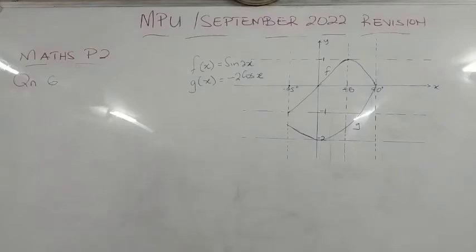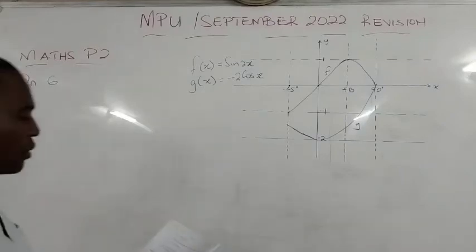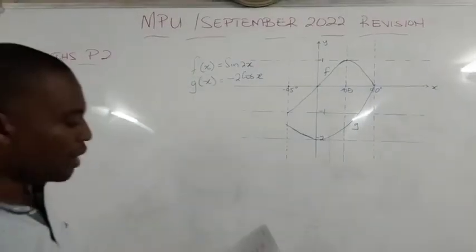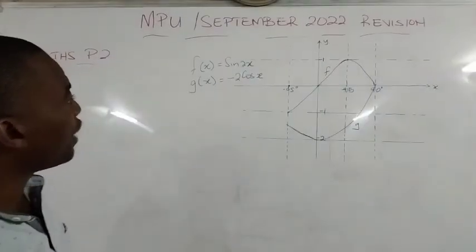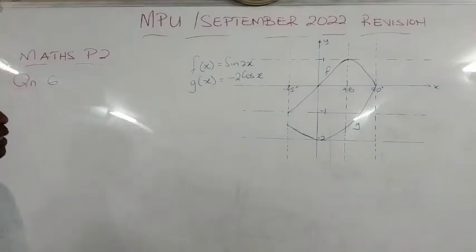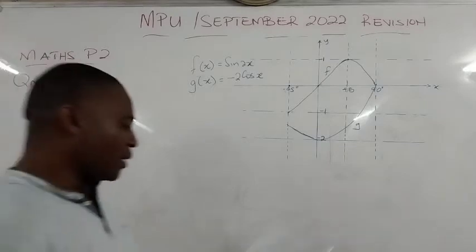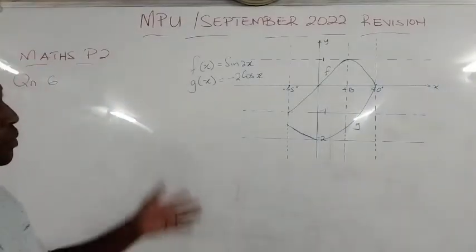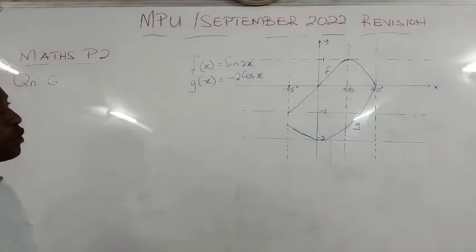Question number 6 is on trigonometric graphs. You are given the graphs, that is f of x, which is sine 2x, and g of x, which is negative cos x. Even before you go on to answer the questions, there are some things that you should be able to read from this.